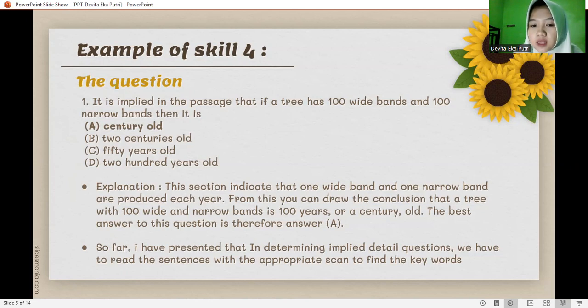Explanation. This section indicates that one wide band and one narrow band are produced each year. From this, you can draw the conclusion that a tree with 100 wide and narrow bands is 100 years, or a century old. The best answer to this question is therefore answer A. So far, I have presented that in determining implied detail questions, we have to read the sentence with the appropriate scan to find the keyword.